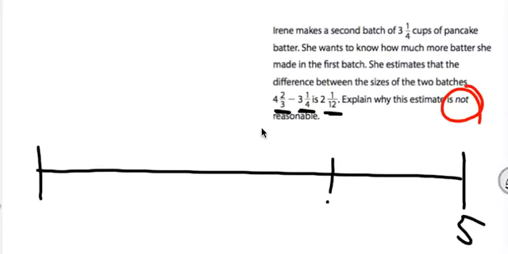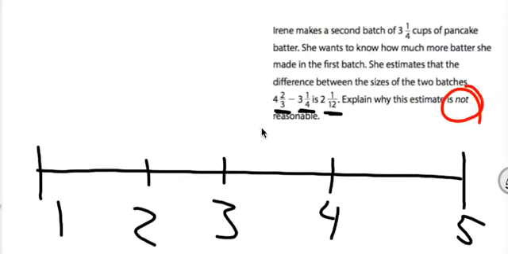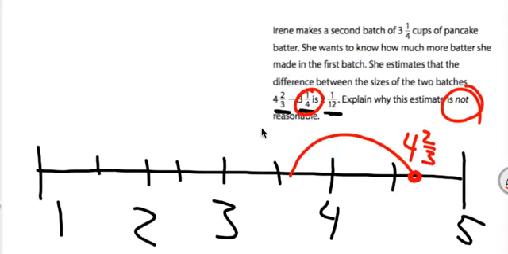We'll start with 5, 4, 3, 2, 1. Close enough. And here are your benchmark fractions at a half. So if we start at 4 2/3, which is here, and we want to go back 3 1/4, we're going to go from here to, that's 1, 2, 3, and a little bit. So over here somewhere.